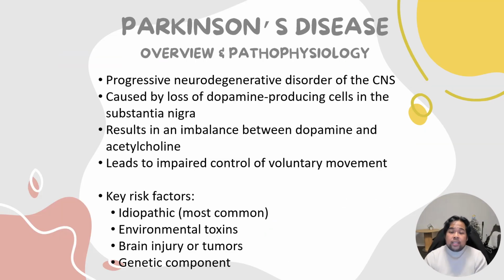All right, so Parkinson's overview and pathophys. So basically, Parkinson's is a progressive neurodegenerative disorder of the CNS. It's caused by loss of dopamine-producing cells. So this results in an imbalance between dopamine and acetylcholine, and it leads to impaired control of voluntary movement, okay?